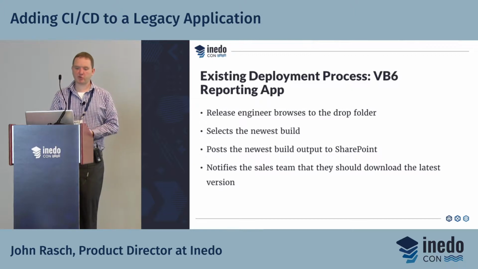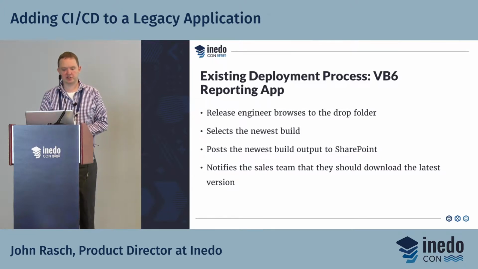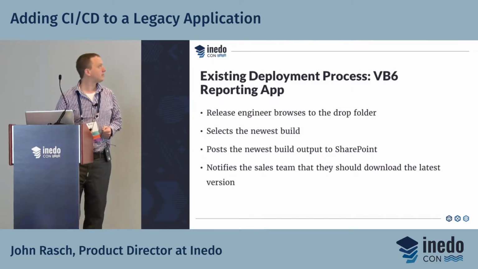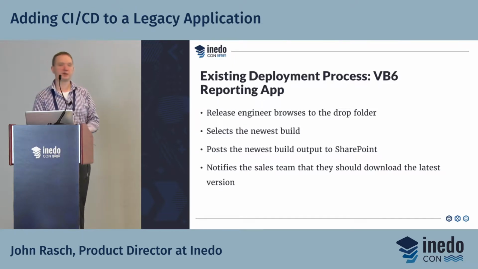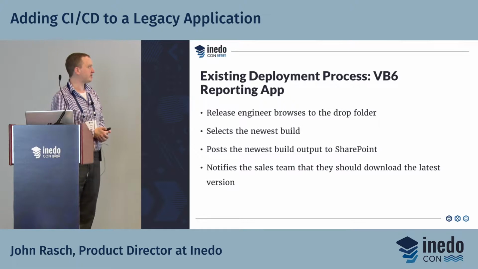For the VB6 reporting application, the release engineer browses to a drop folder. They select the newest build by ordering by modified date or something like that. Post the newest build output to SharePoint. Notifies the sales team that they should download the latest version.